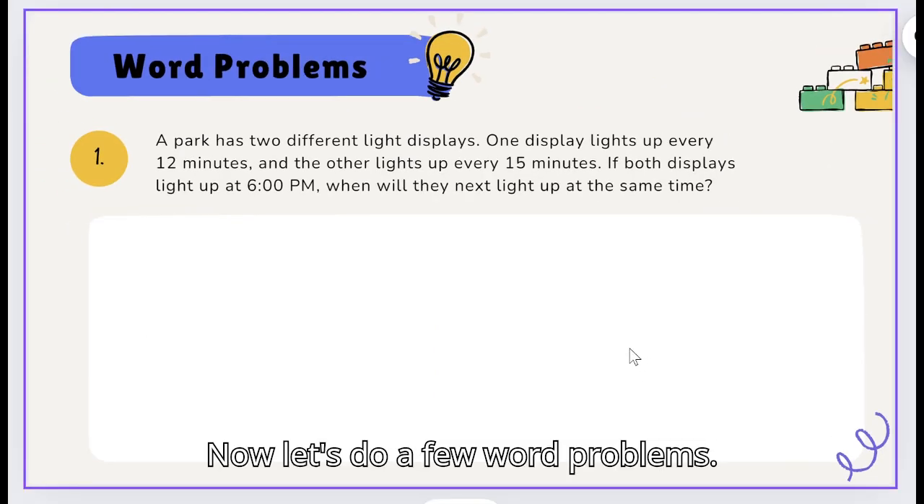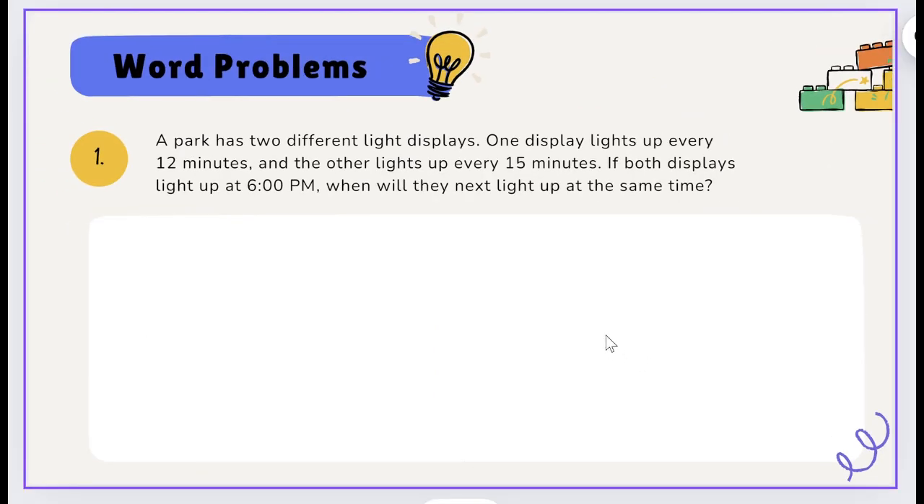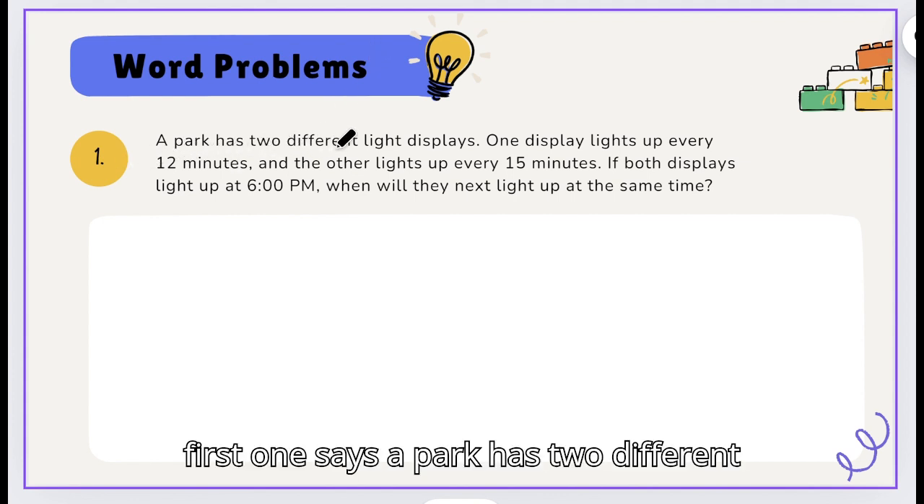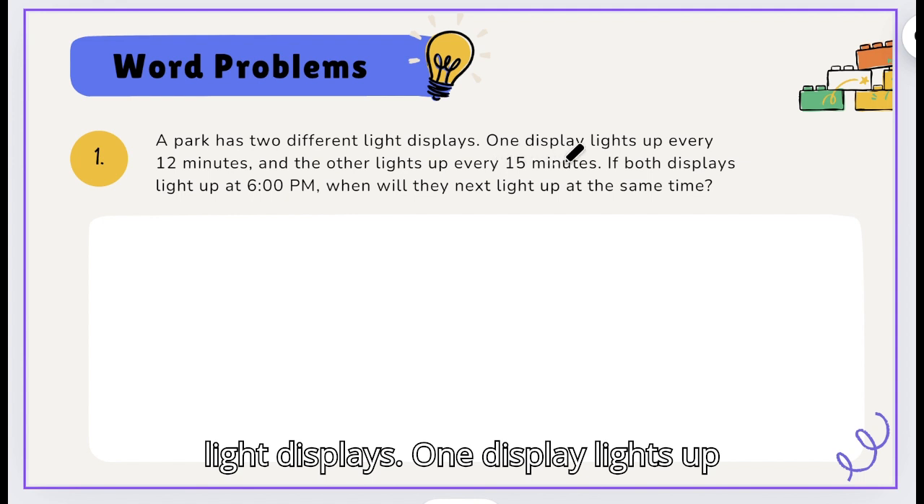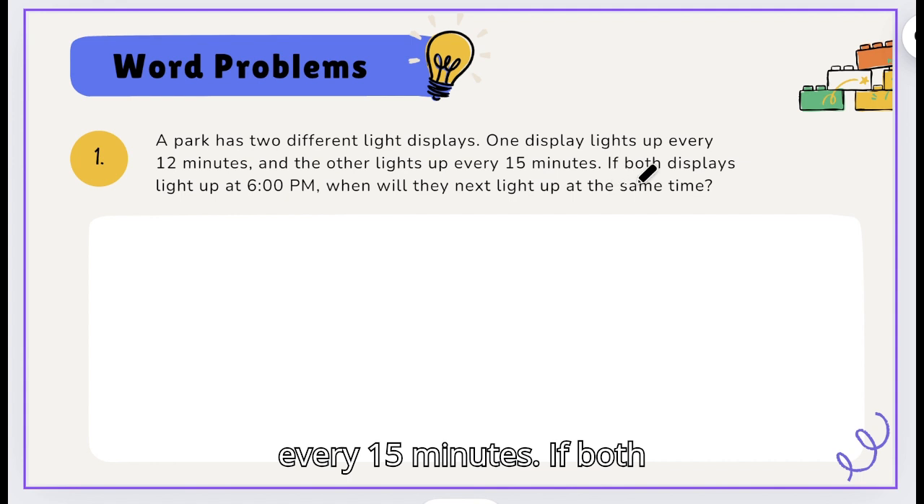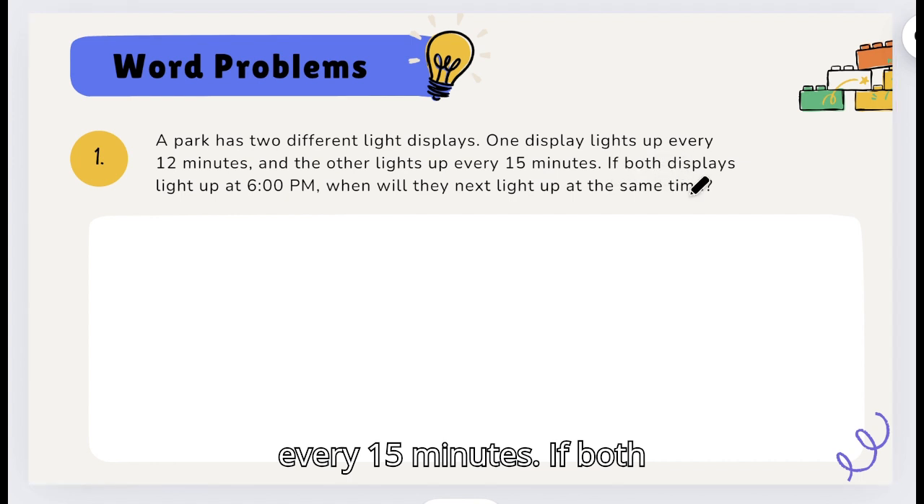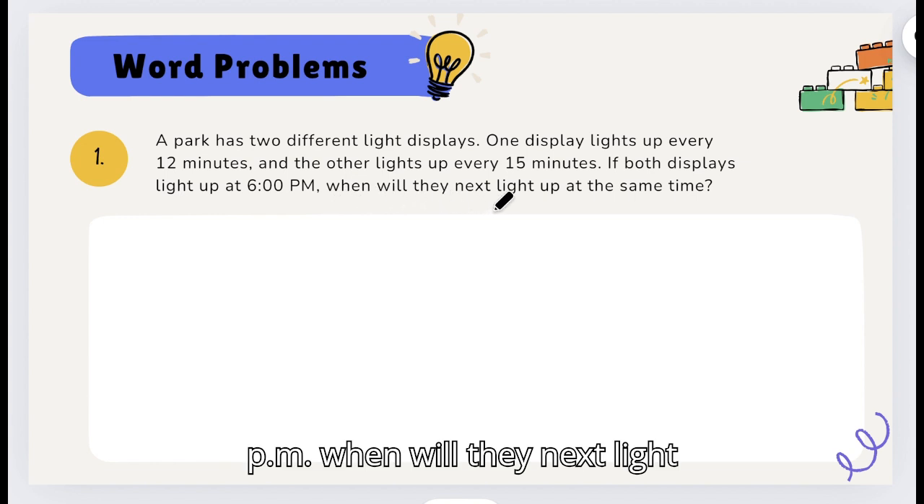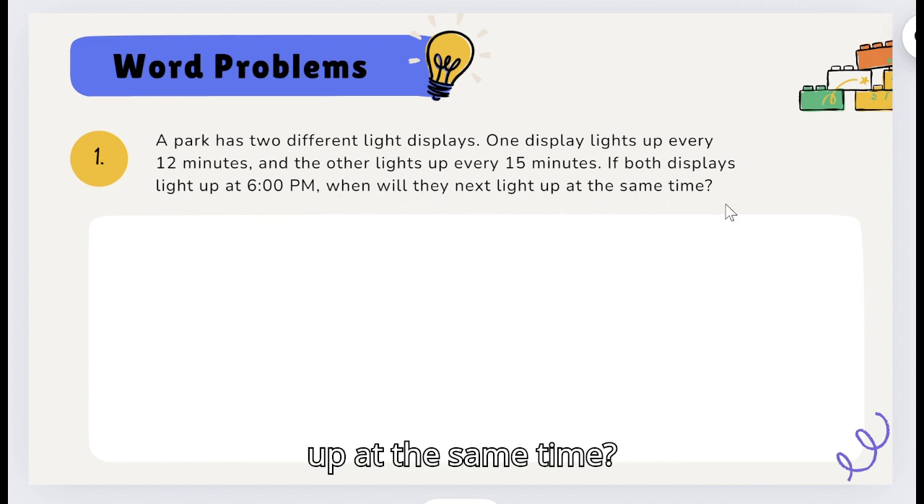Now let's do a few word problems. The first one says, a park has 2 different light displays. One display lights up every 12 minutes and the other lights up every 15 minutes. If both displays light up at 6 p.m., when will they next light up at the same time?